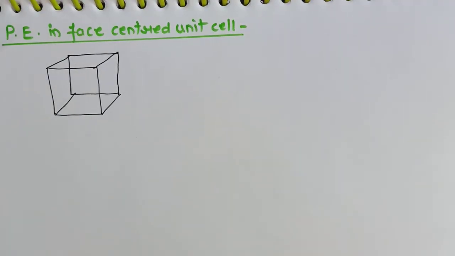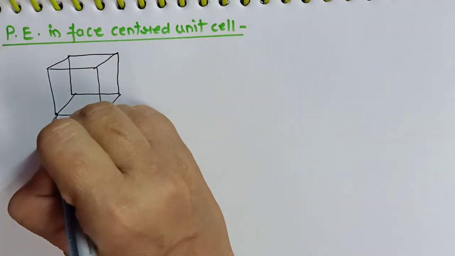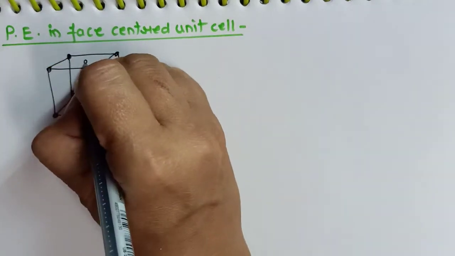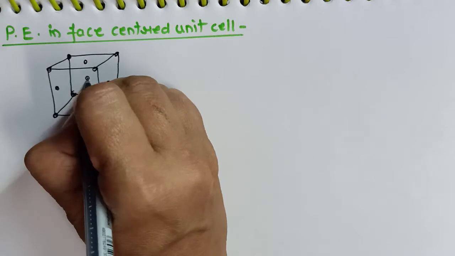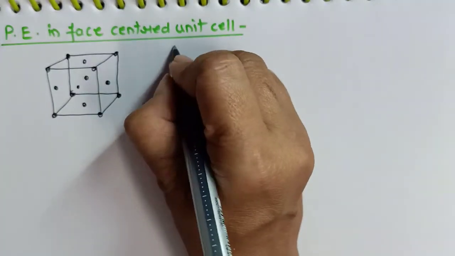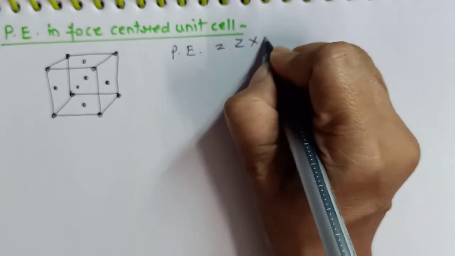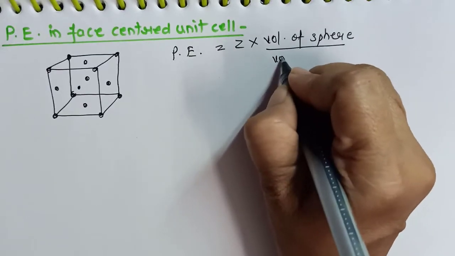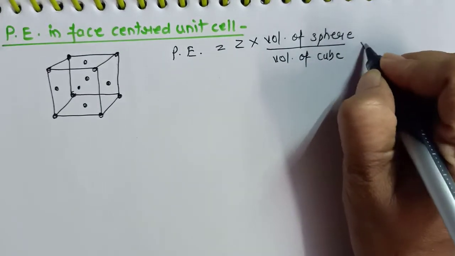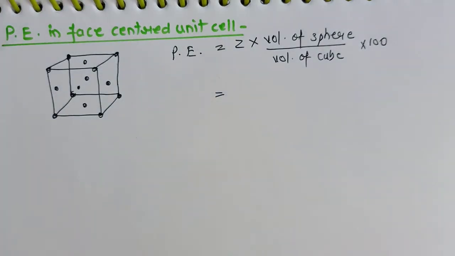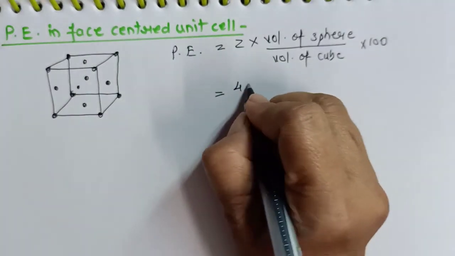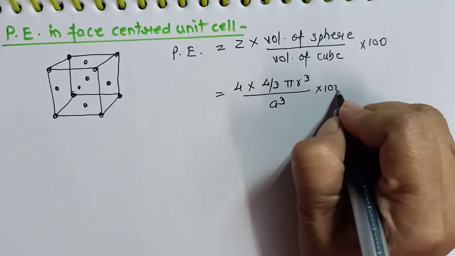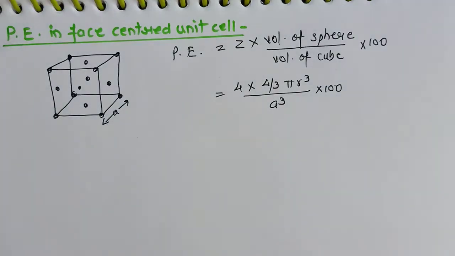Moving on to calculation of packing efficiency in face centered unit cell, where 8 particles occupy 8 corners and 6 particles occupy 6 faces. Now we know the formula. Packing efficiency equals Z into volume of sphere upon volume of cube into 100. Z for face centered cubic unit cell is 4, so 4 into 4 by 3 pi r cube upon a cube into 100. Obviously a stands for the edge length.